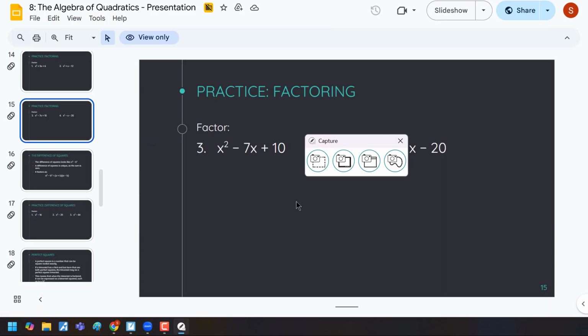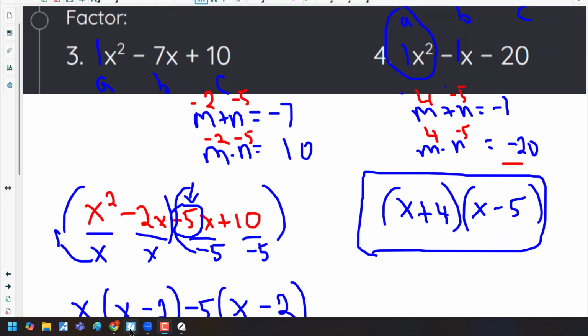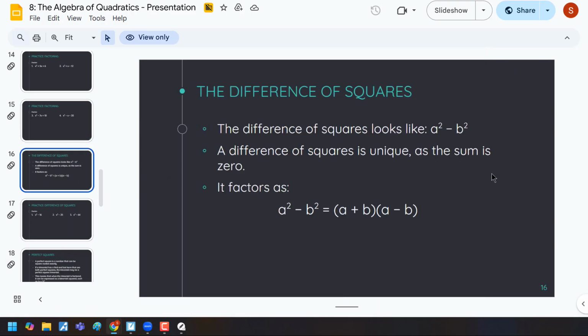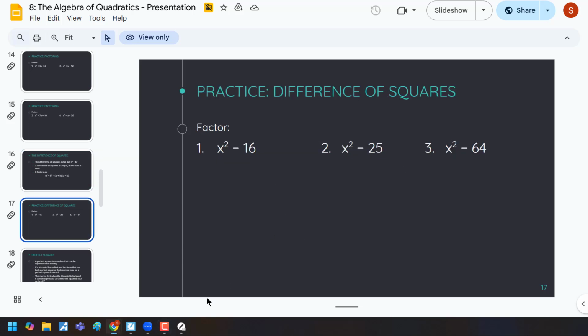So let's move on. Alright, so now we're going to learn a different type of factoring called the difference of squares. Difference of squares is a special case. You only have two terms here. A squared minus B squared. There's no C, ABC, something like that. It's different. It's unique. A squared minus B squared equals, the two brackets are A plus B and A minus B. How does that look?